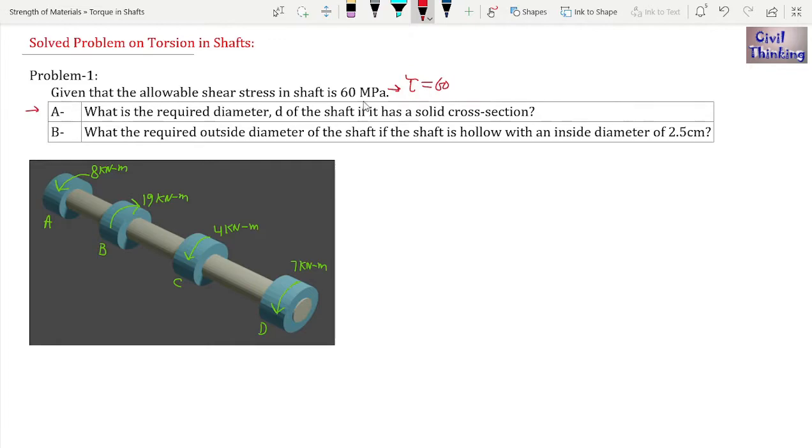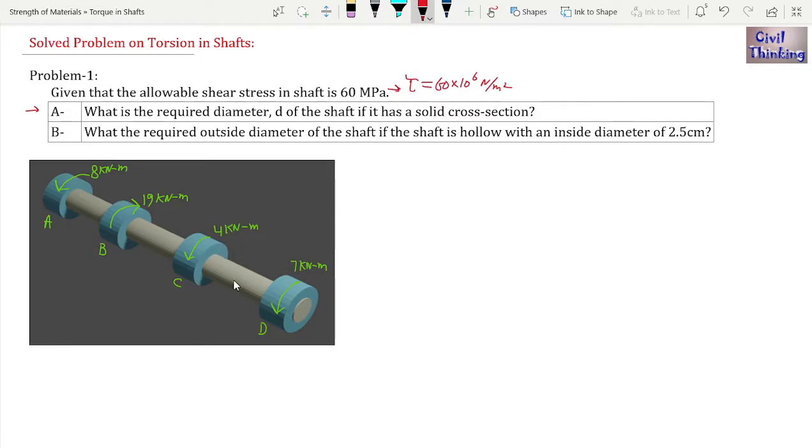Now mega means 10 power 6 pascals, and pascal means newton per meter square. This is the maximum shear stress. Now what is the required diameter D? To find the required diameter D, we have to find an equation of diameter D in terms of the shear stress and these torques.